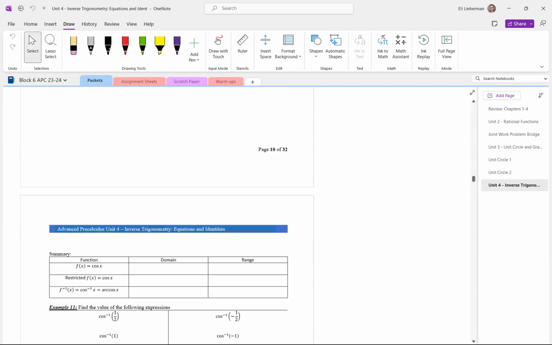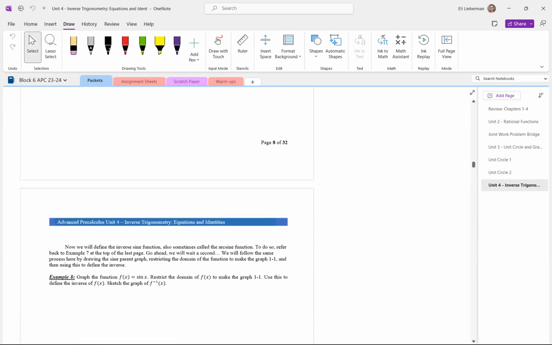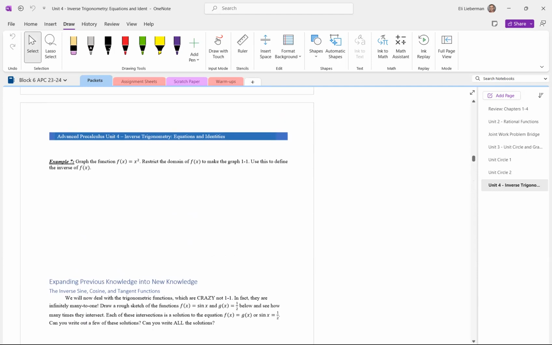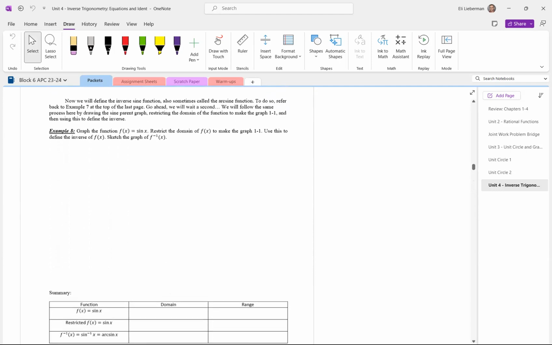Oops. We're block 6. Page 9, excuse me, page 9.